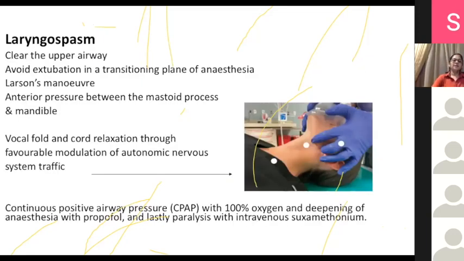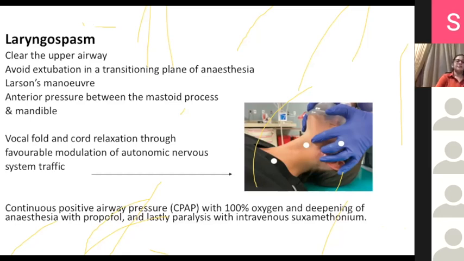So laryngospasm, again, a lot of us would have experienced it. A lot of you would have managed it. So what you need to do is clear the upper airway. And it's important that you avoid extubation in a transitioning plane of anesthesia. The surgery should be over and the patient should have recovered and should be fully optimized, rather than doing it in a transitioning plane.